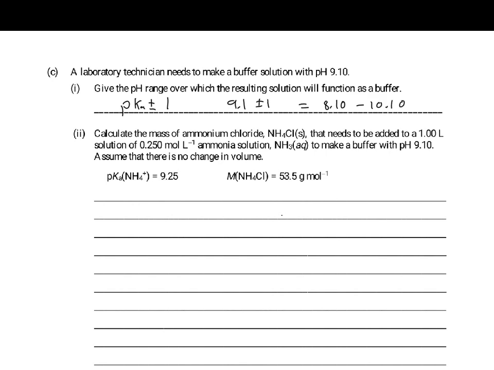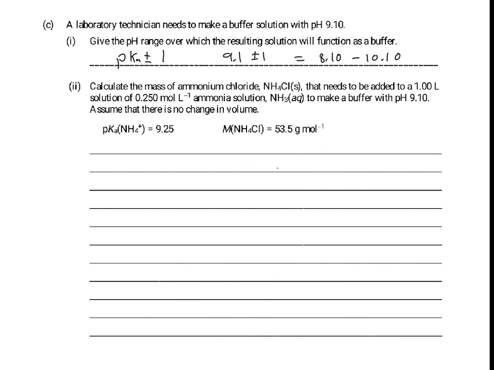Part 2. Calculate the mass of ammonium chloride that needs to be added to 1 litre of ammonium solution to make a buffer with pH 9.1. Okay, so all classes should have gone through an example of this. It comes up every second year normally in an exam, so please practice these types of things.